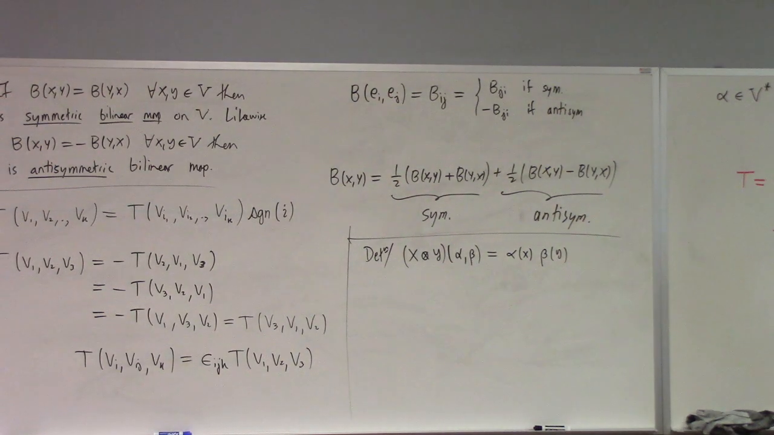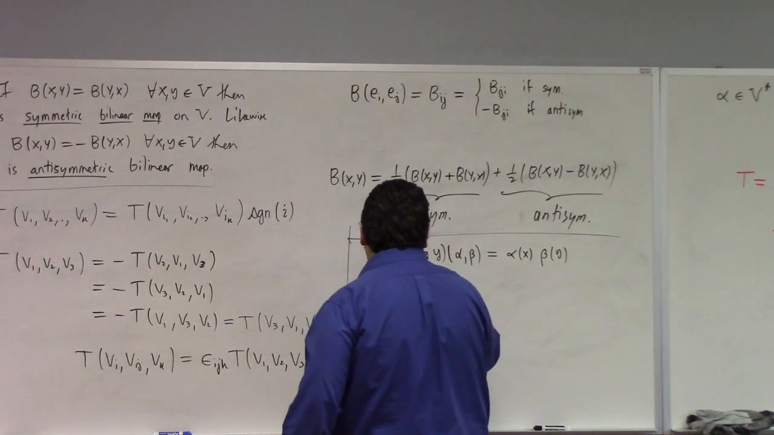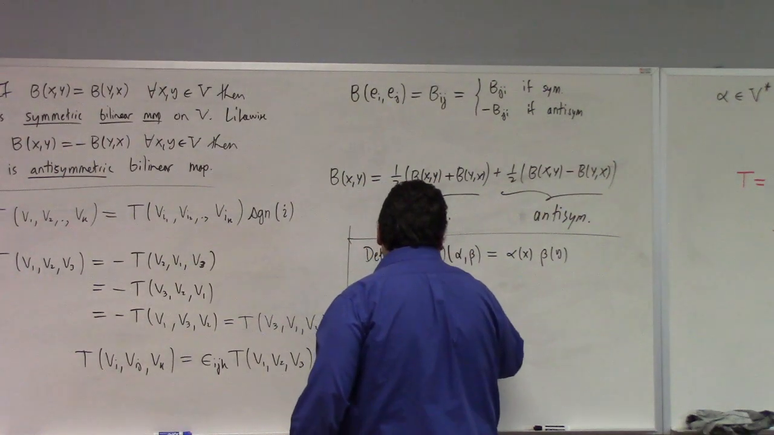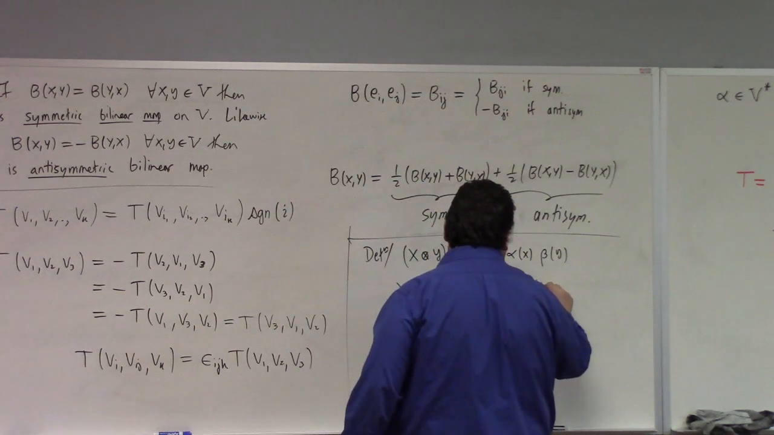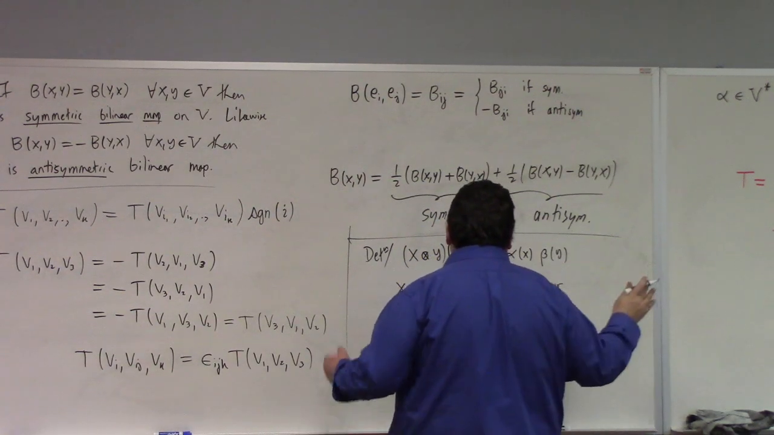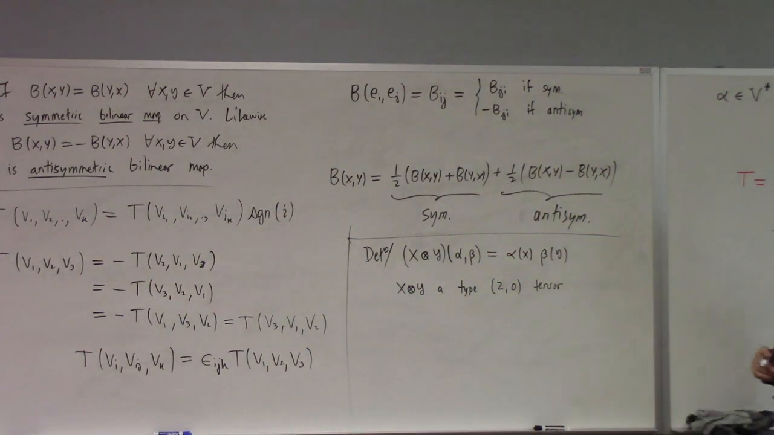All right. And if you can, and this would make x tensor y a type what? Yeah? What do you got? A 2, 0. Yes, a 2, 0 tensor. So type 2, 0 tensor.